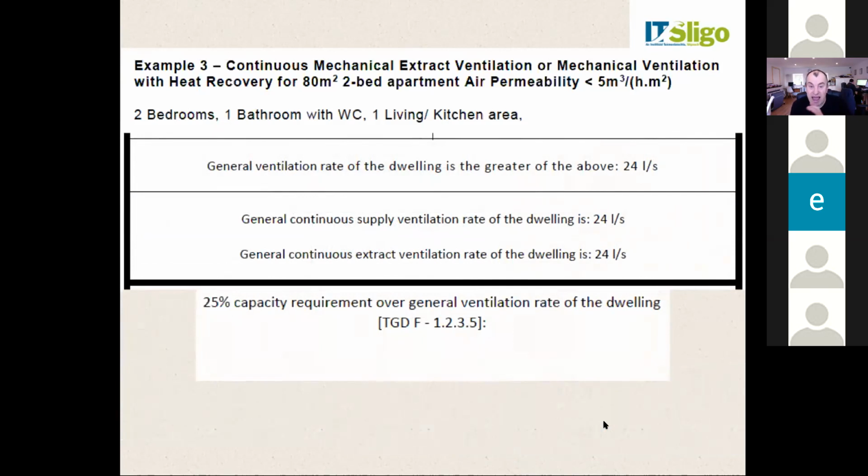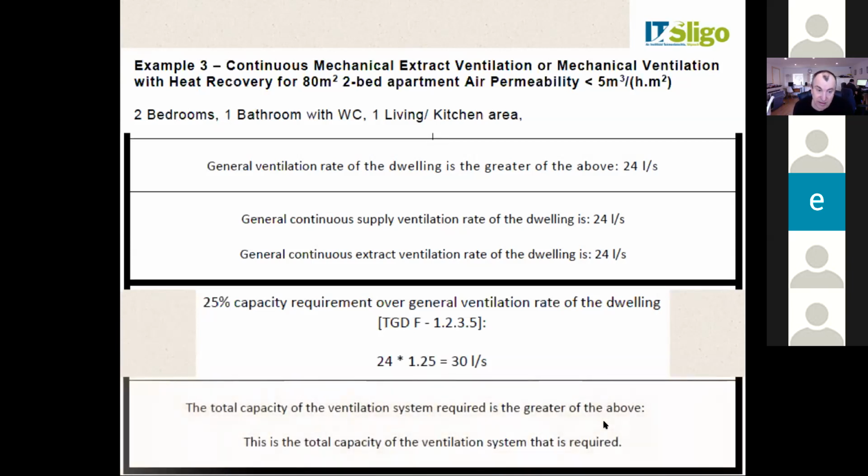But we can't have it just working at 24. What we need is it to be 25% over that to give us a little bit of leeway and a little bit of room. So we work out 24 multiplied by 1.25 gives us 30 litres per second. And 30 litres per second is the total capacity of the ventilation system required, the greater of all these numbers that we've worked out. This is the total capacity of the ventilation system, and it is 30 litres per second.